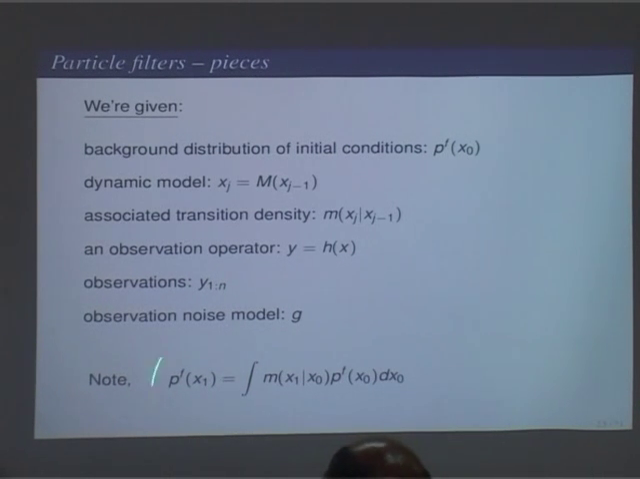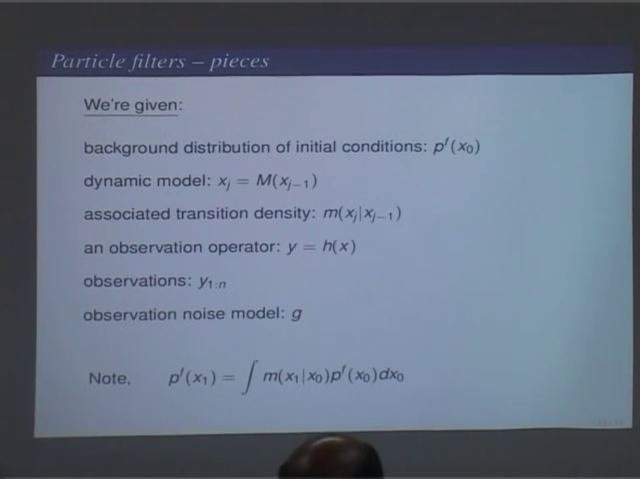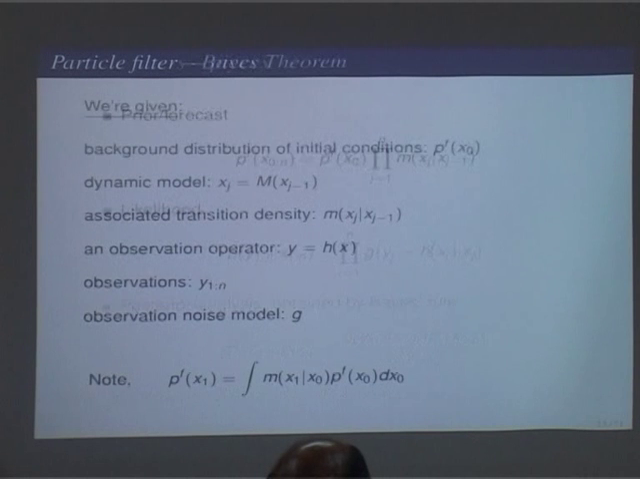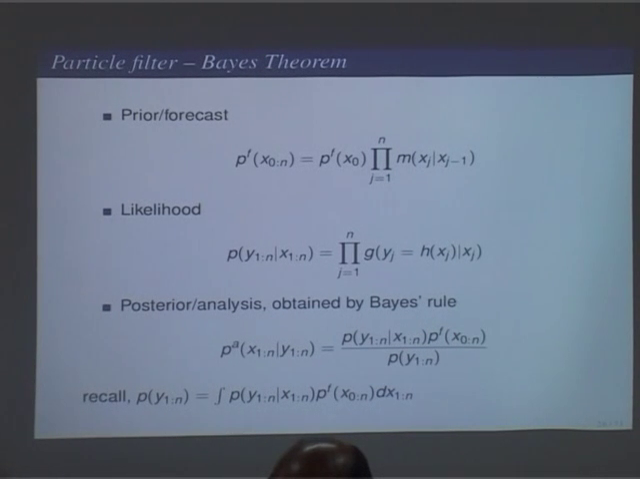And of course, to get from x naught to x1, I have some probability of being at x naught, and some probability of transitioning from x naught to x1, and I want to integrate that over any possible x naught. When I do that, I get my forecast probability of x1.